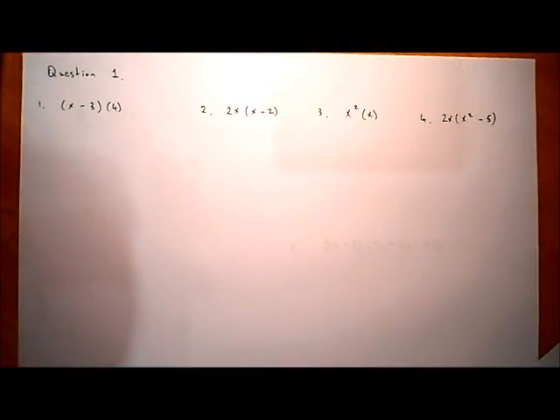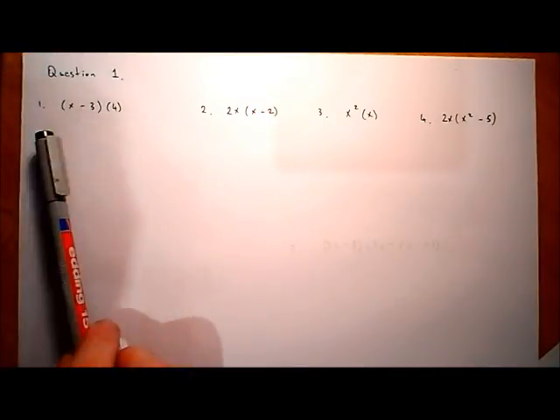Okay, let's have a look at this algebra worksheet. So the first question says remove the brackets and simplify. Remove the brackets just means multiply out, and simplify just means add up any like terms.